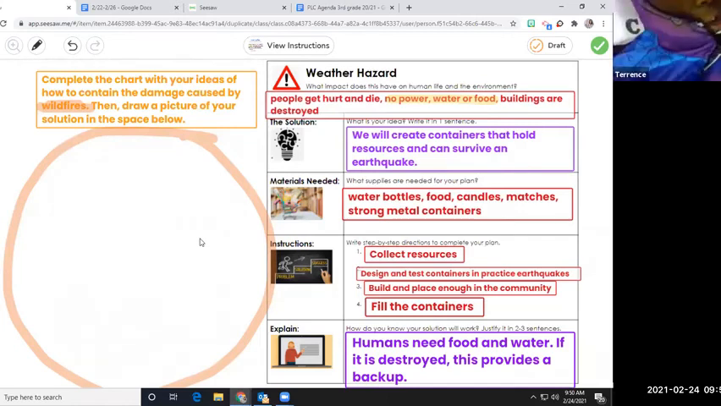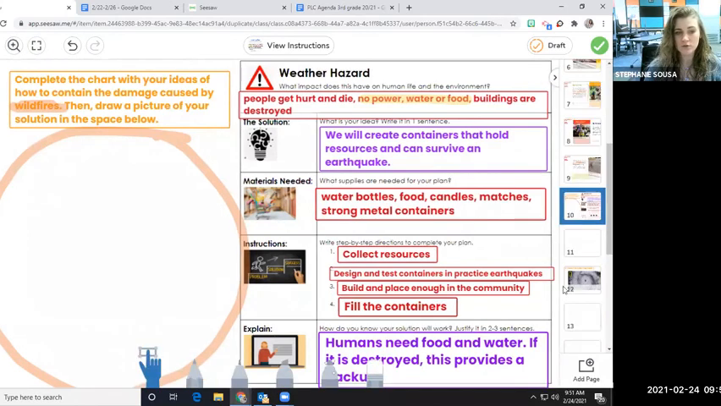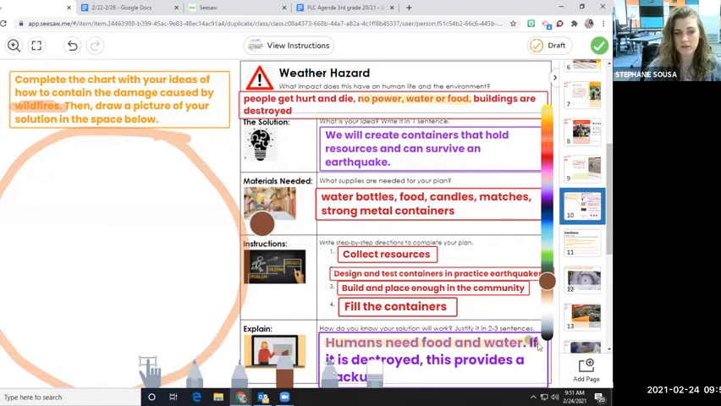Not 2 to 3 sentences still. It is 2 to 3 sentences. It is 2. Here is the first sentence, 1. Here is the second sentence, 2. It is not 3, you're right, but it says 2 to 3.